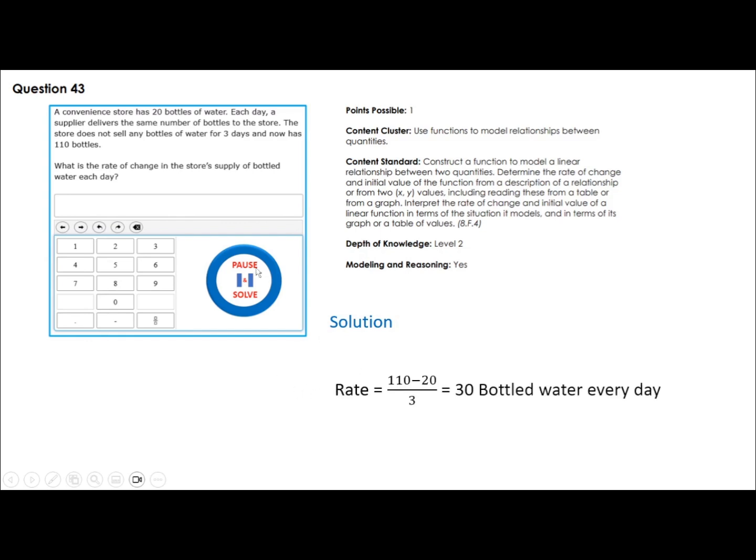Very simple. 110, and you subtract 20 from it, because now he has 110. We started with 20, so that will be 90 in 3 days. So 30 bottles of water every day. 30 bottles of water every day. Every time you can use a calculator, use the calculator.